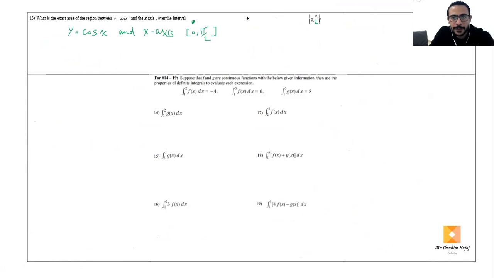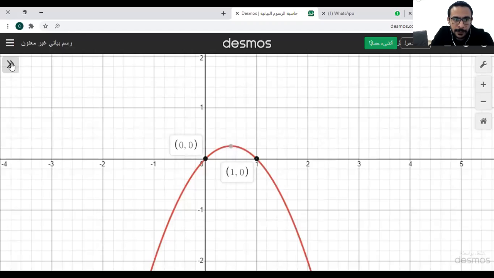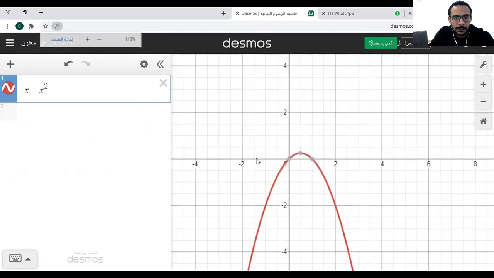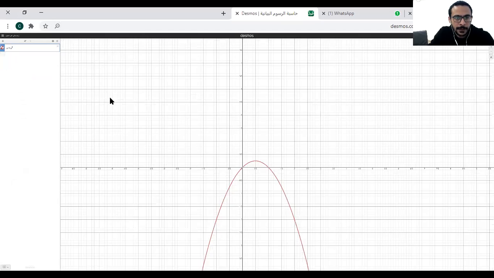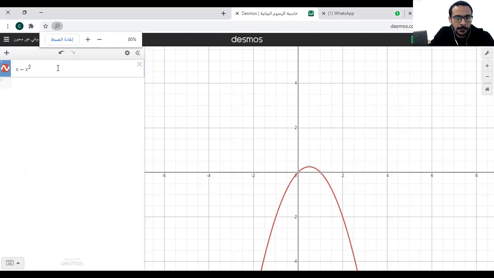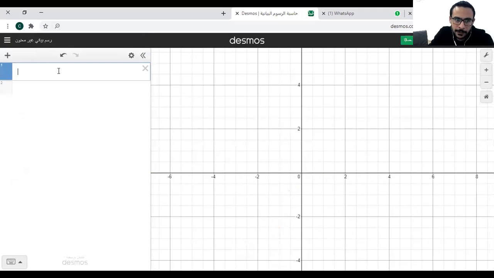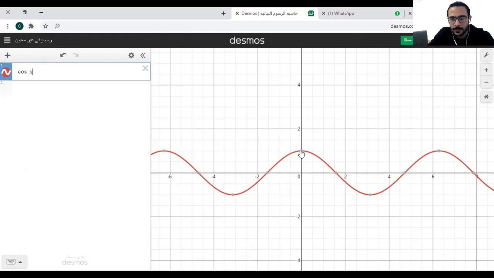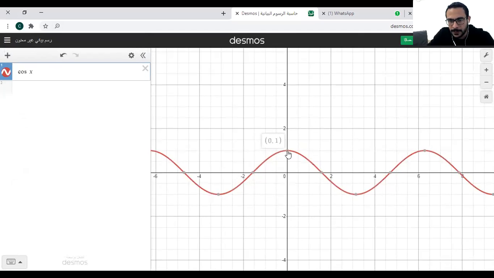If we graph it also here, we can use the Desmos graphing calculator. Let me write cosine x, a graph of cosine x, from 0 to pi over 2. Here it is. This area here, the region from 0 to pi over 2, bounded between the curve and the x-axis.